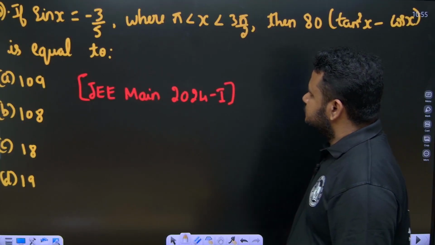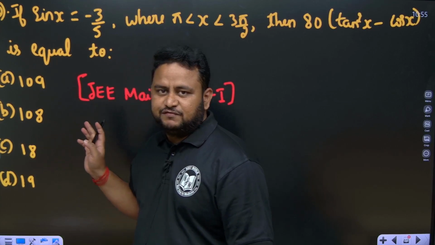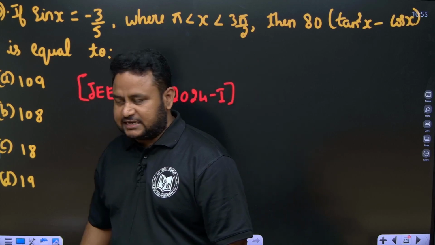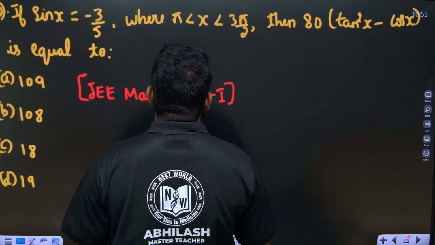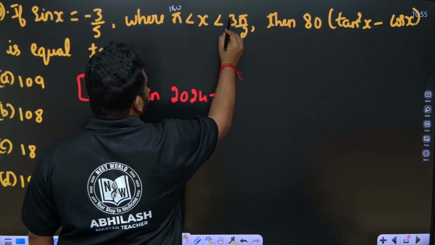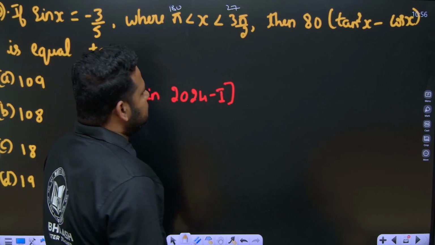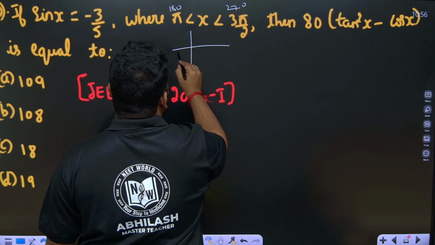See here, this is the last question for the session. This was asked in JEE Mains 2024, April session, 1st April. They are telling, say if sin x is equal to minus 3 by 5, where x is lying between pi, that is 180 degree, and 3 pi by 2, which is 270 degree. That means they are talking about the third quadrant.